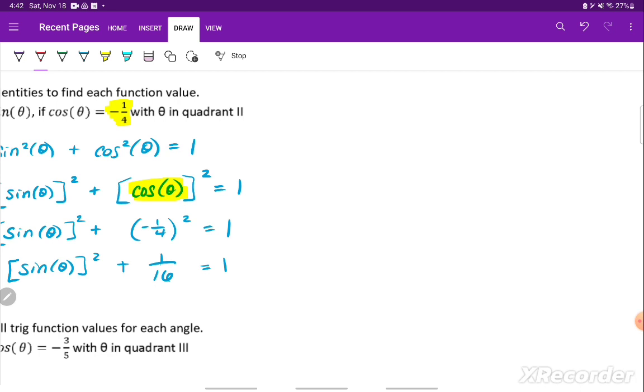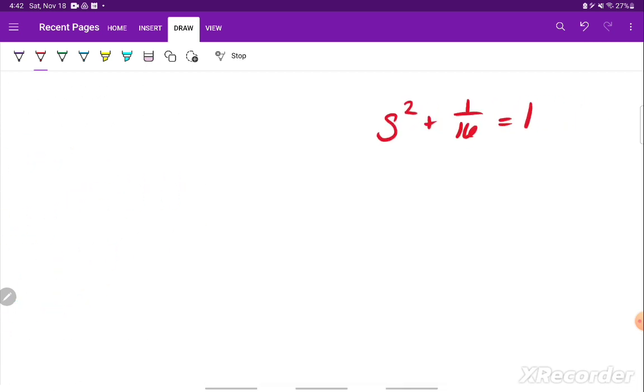All right, so stripping this down on the side, we've got s squared plus 1/16 equals 1, and we want to solve for s, where s represents sine. Algebraically, what we have here is a quadratic equation that has a quadratic term and a constant, but no linear term. So the easiest technique for solving this type of quadratic equation is square root property, where we will subtract 1/16 from both sides.